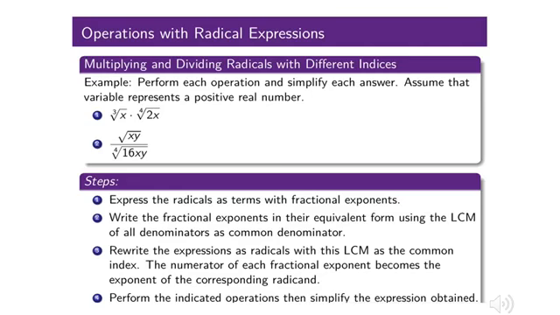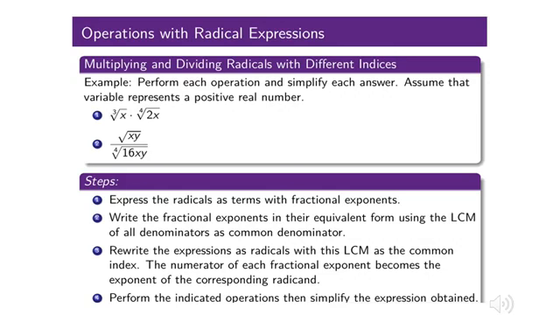Another operation involving radical expressions is multiplying and dividing radicals with different indices. Below are a few examples. First, we have the product of the cube root of x and the fourth root of 2x. And the second one, we have the square root of xy over the fourth root of 16xy. To perform each operation, we have to be guided by the following steps.